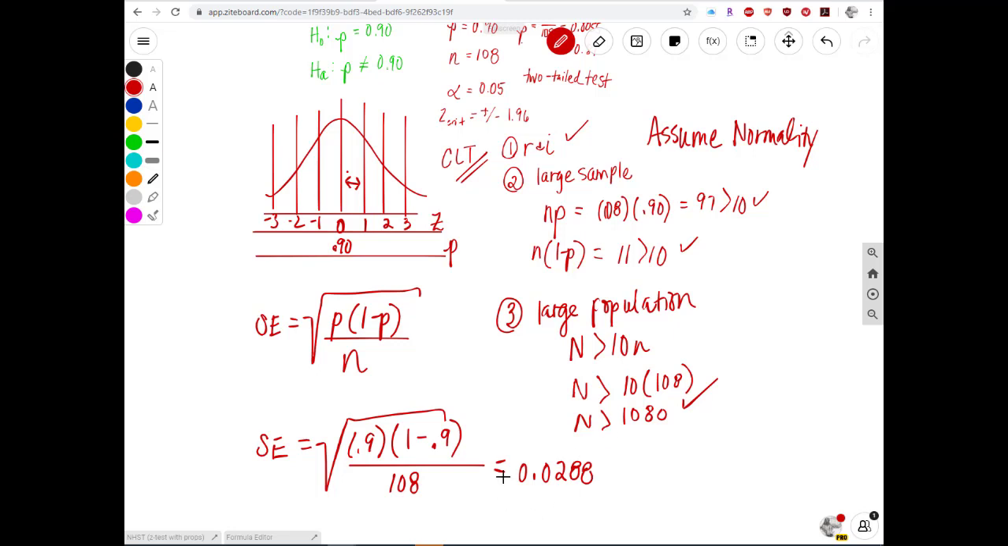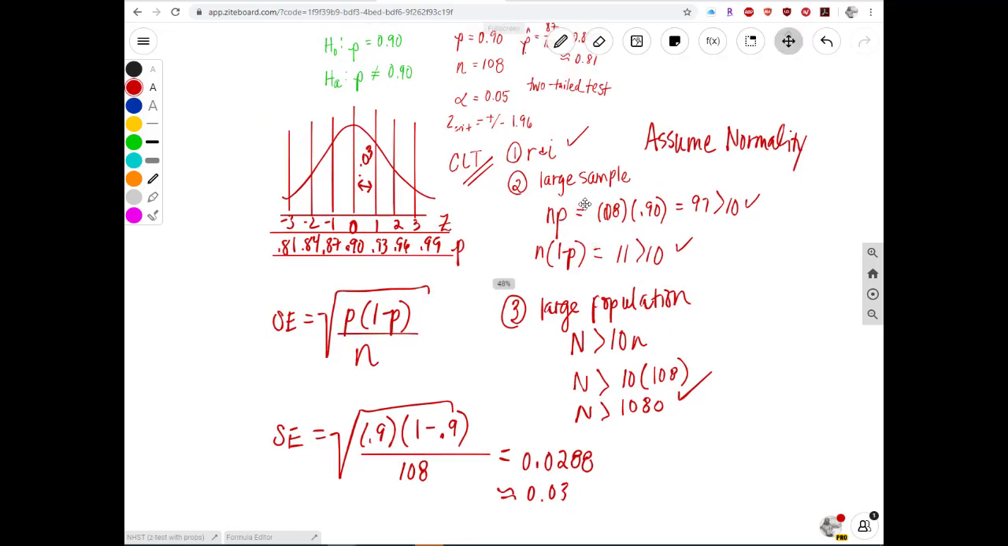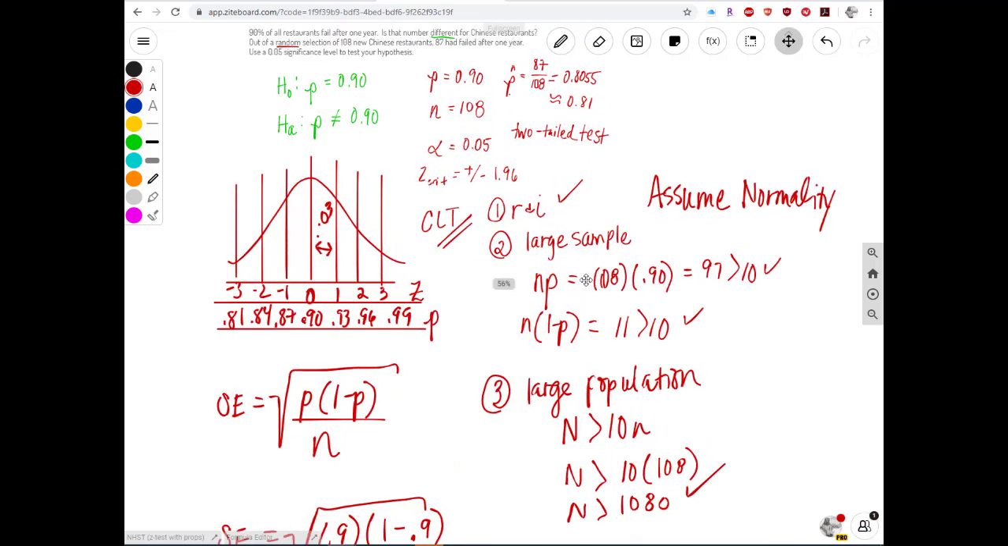Okay, and I'm just going to round this to 0.03 just to make my life a little bit more simple. I'm going to go ahead and write out my theoretical raw scores. So this is going to be 0.93, 0.96, 0.99, and in the opposite direction it's going to be 0.87, 0.84, 0.81. Okay, awesome. Now let's go ahead and mark my areas of retention and rejection.